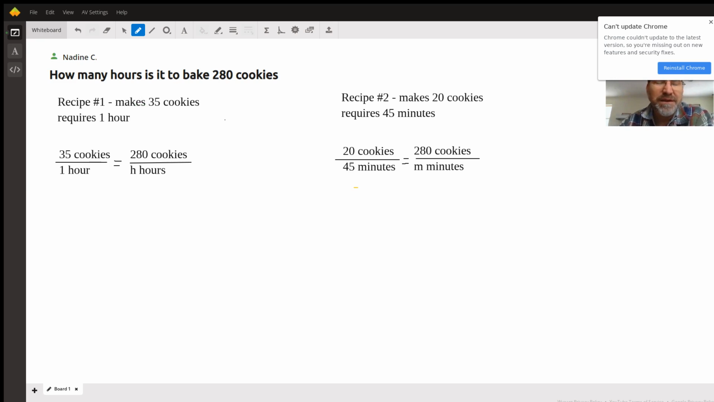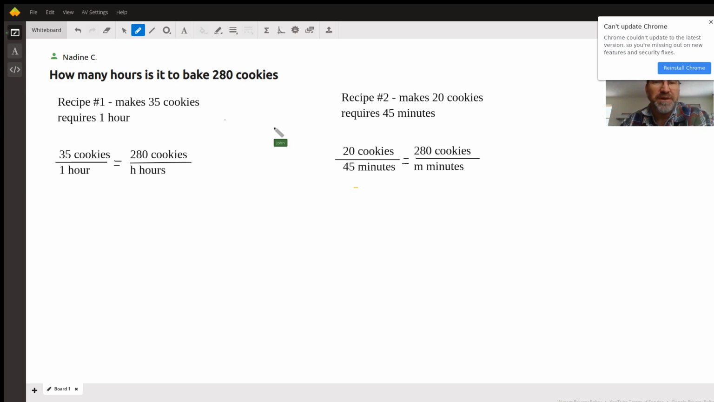I'm answering a question from Nadine about how many hours it takes to make 280 cookies. Now, Nadine, the first thing is I don't have a lot of information to go on. Your question doesn't give us anything else, but I assume you're being asked to set up a ratio or proportion. And so I've done that, but I've set it up a little bit differently.